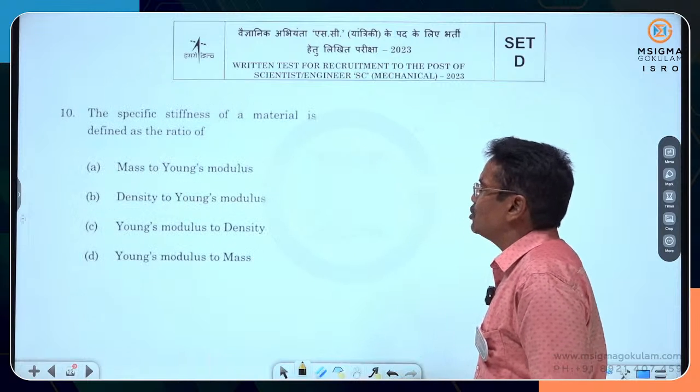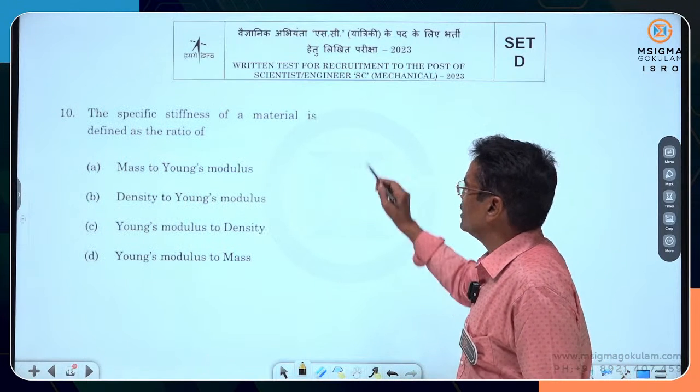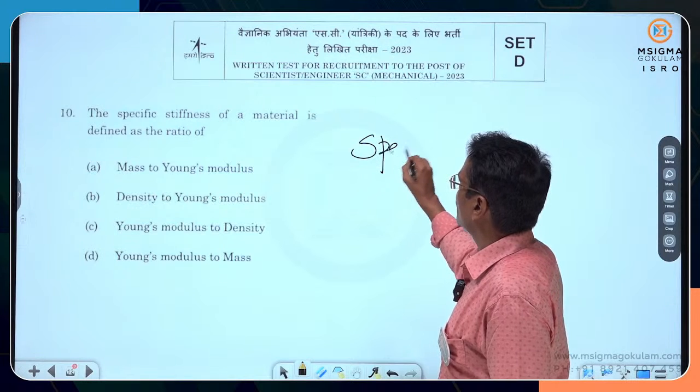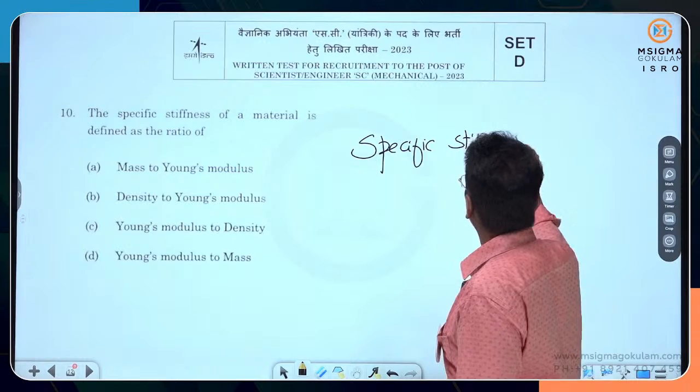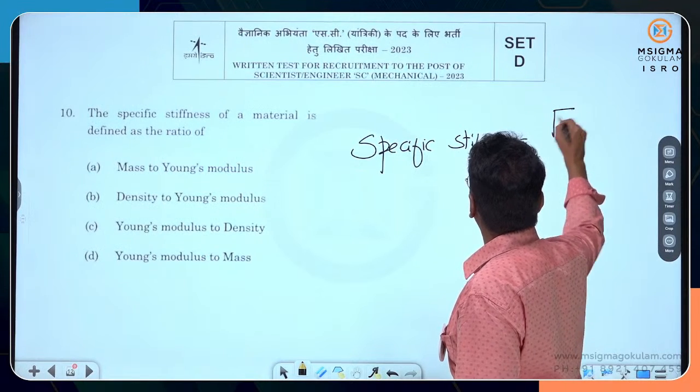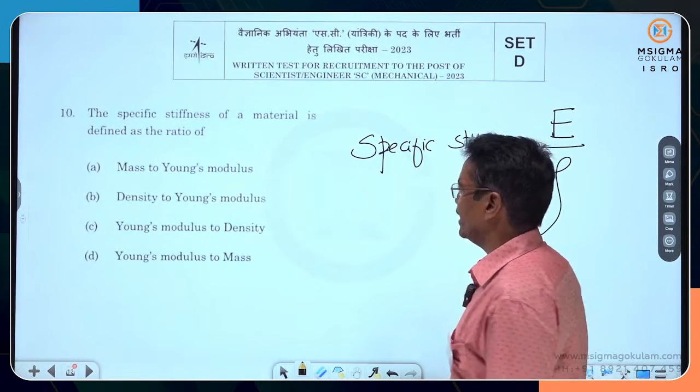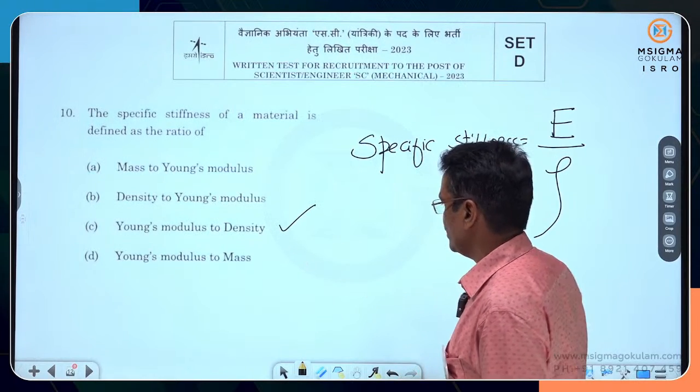The specific stiffness of a material is defined as Young's modulus divided by density. Answer is C.